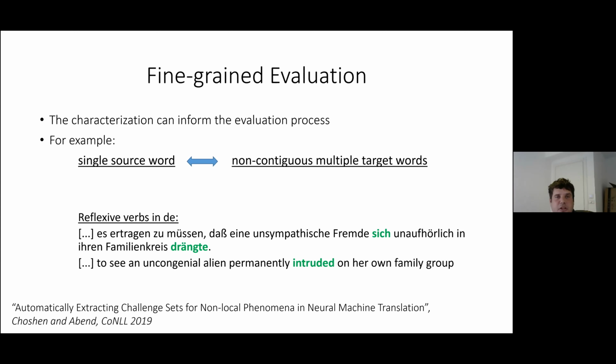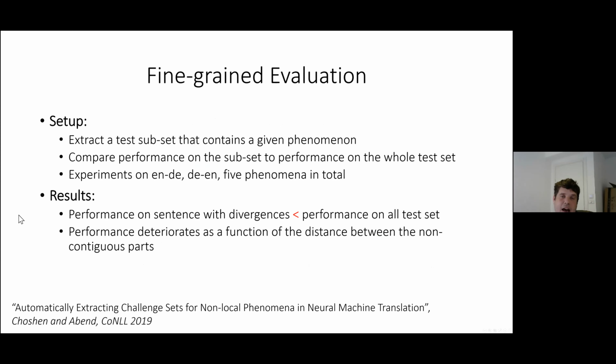This is essentially what I mean by this type of divergence. How do we test system performance on these divergences? Well, here we took a pretty simple approach. We took a large test set. We used, again, the parser, which is able to identify sentences in which such divergences appear, or essentially in which this type of divergence could at least occur.